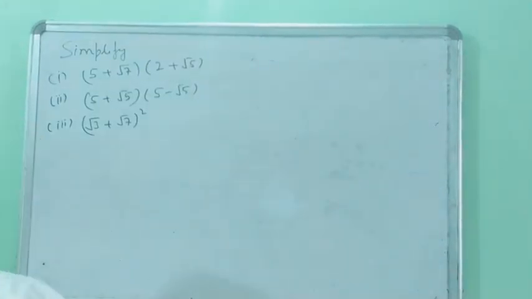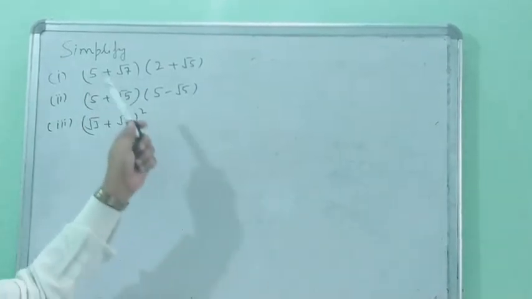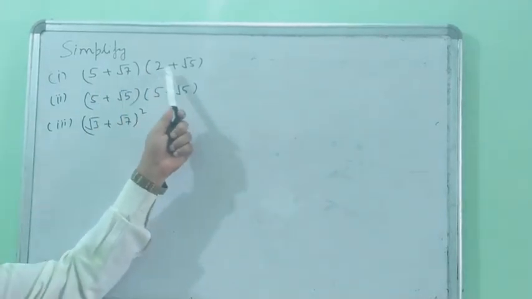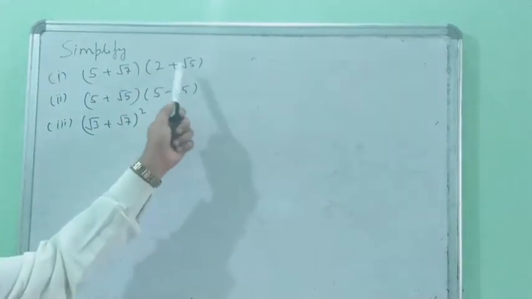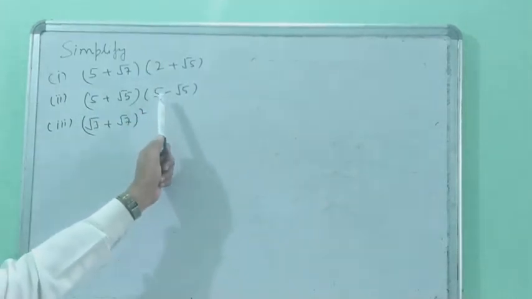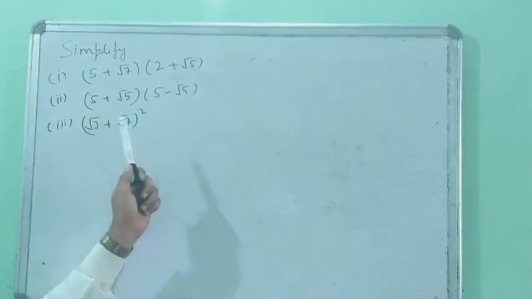Yes, class. Next, I am taking 3 simplification questions. First question: (5 plus root 7) into (2 plus root 5). Second question: (5 plus root 5) and (5 minus root 5). Next question: (root 3 plus root 7) whole square.